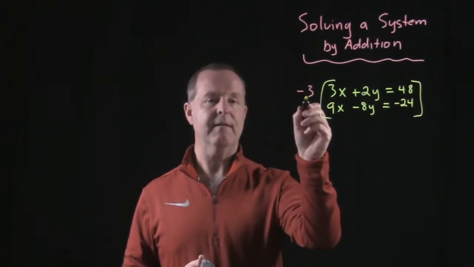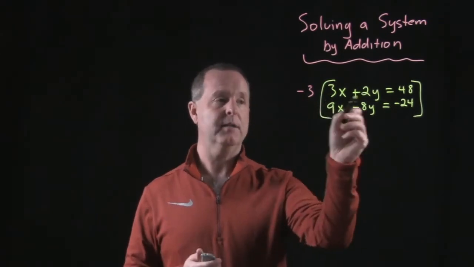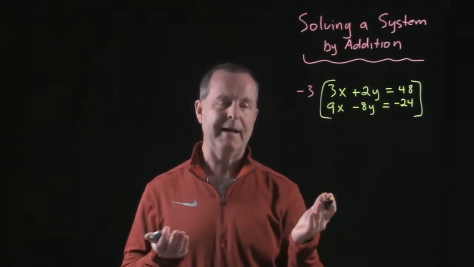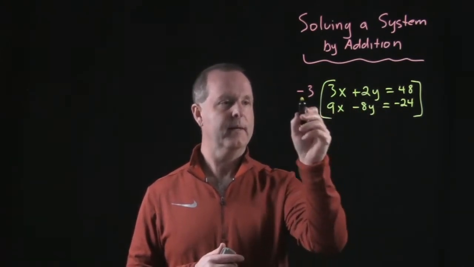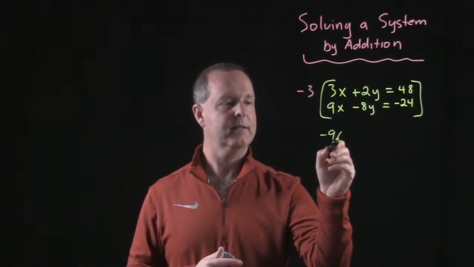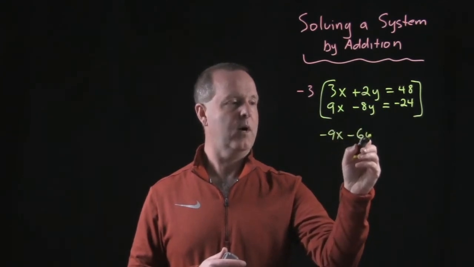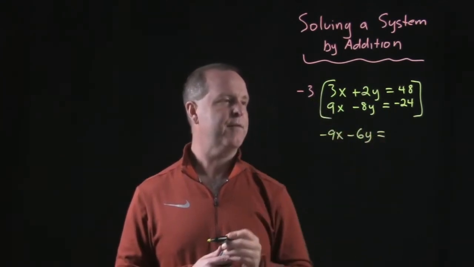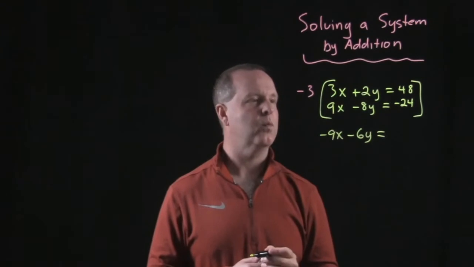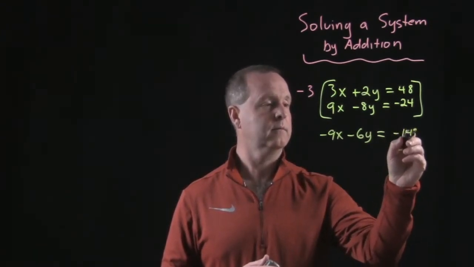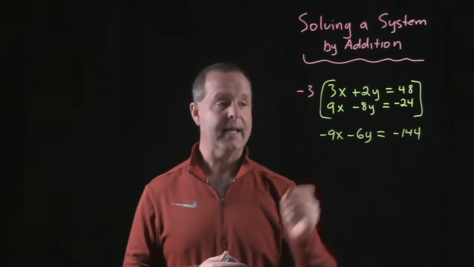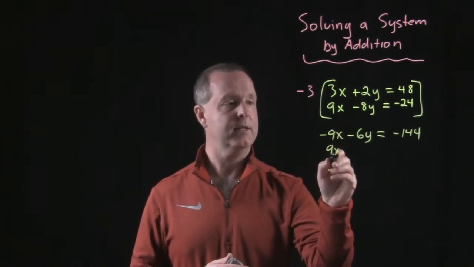So I'm going to multiply by negative 3, which is going to be my multiplier, to both sides of the equation. Basically, it's called a scalar. So I'm going to scale both of them by a negative 3. This becomes a negative 9x minus a 6y. And negative 3 times 48 is negative 144. My second line remains unchanged.